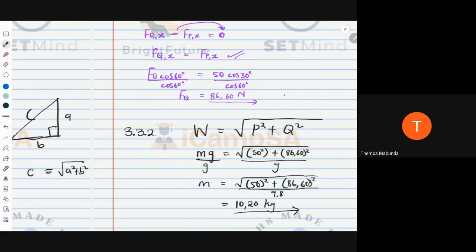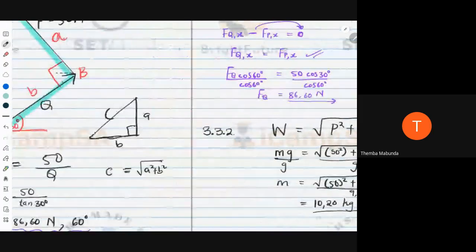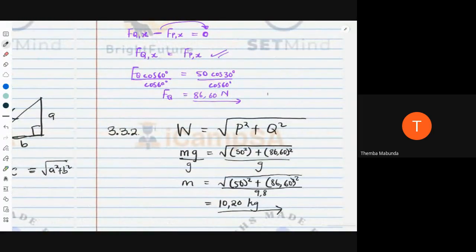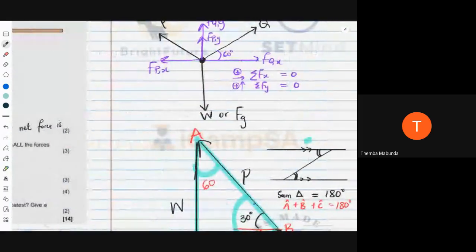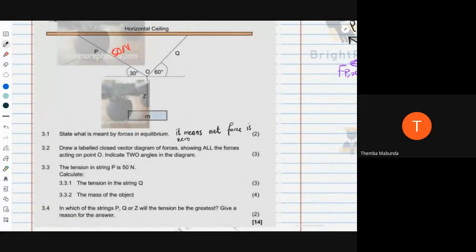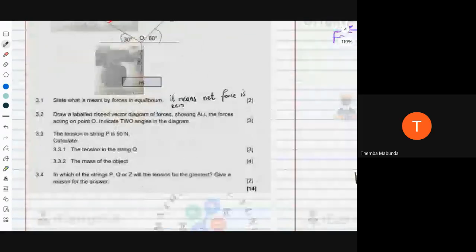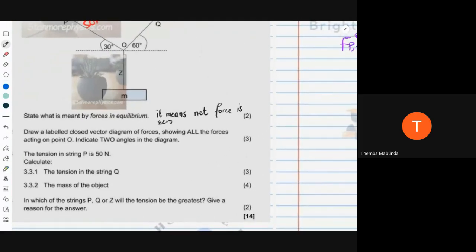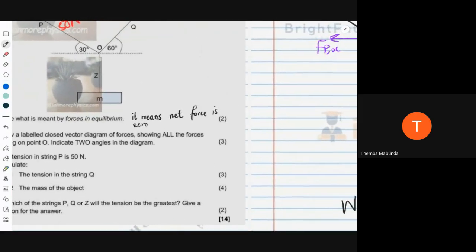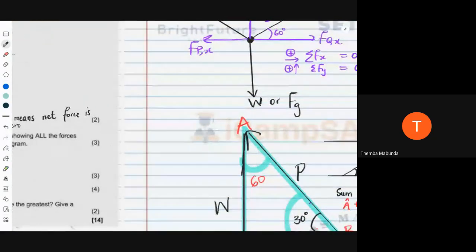Yes. So this brings us to, guys, please ask if you are confused. But that brings us to the close or the end of this lesson. Oh, that's 3.4. Sorry. In which of the strings P, Q, or Z will the tension be greatest? Give a reason for your answer. P, Q, or Z. Let's see.